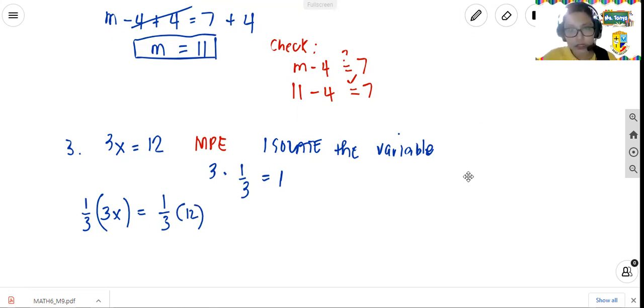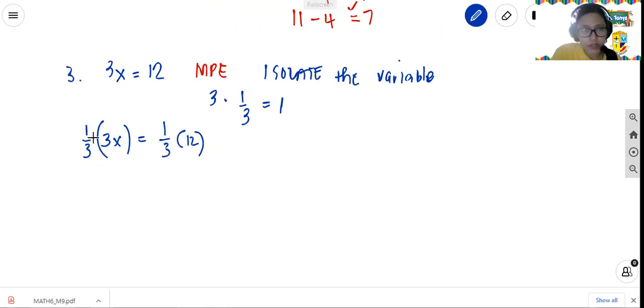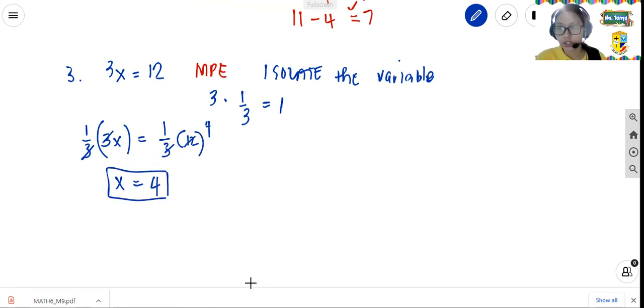So what is 1/3 of 3x? So 3 and 3 will cancel, and what will just remain is x, because I don't need to write 1 anymore, because it's understood that if there's no numerical coefficient present, that is 1. And then 3 and 12, that gives us 4, or 12 divided by 3 is 4. Therefore, x is 4 in order for our equation or equality to be correct.